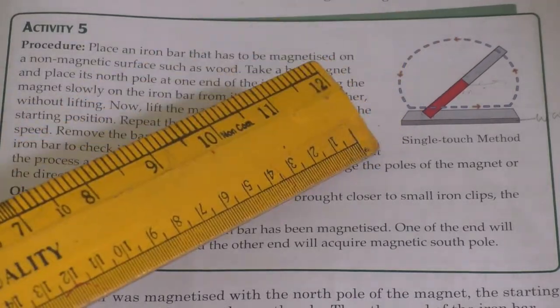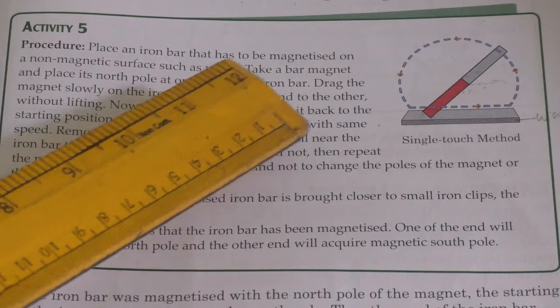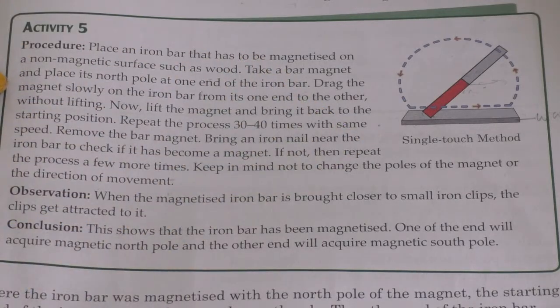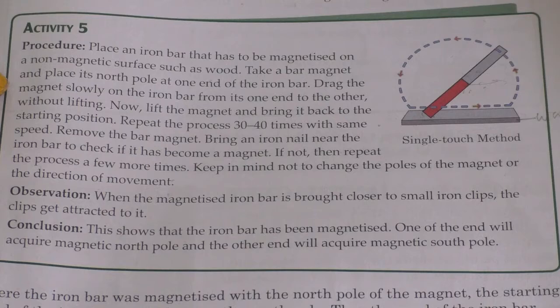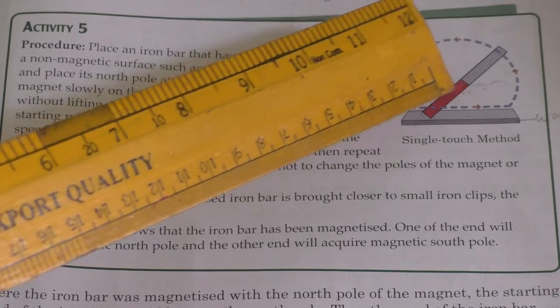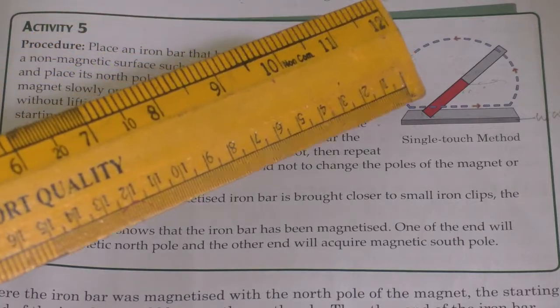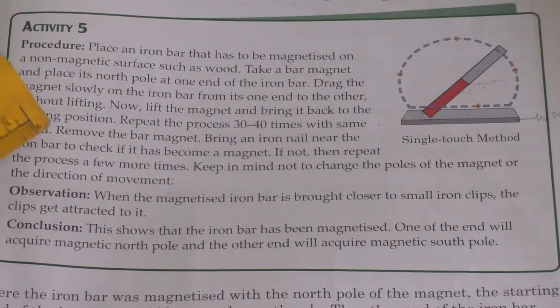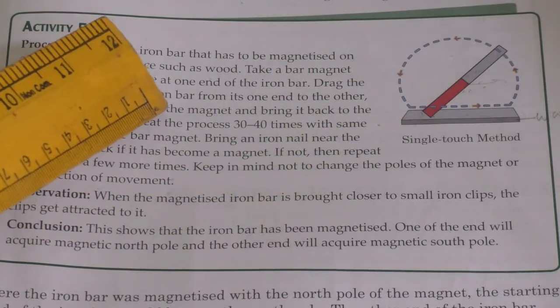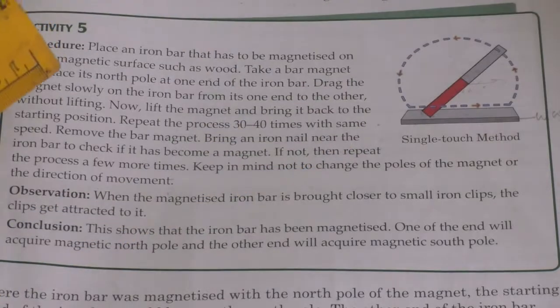Now, let us learn. Place an iron bar that has to be magnetized on a non-magnetic surface such as wood. So, they have an iron bar kept over the non-magnetic surface. Then, take a bar magnet and place its north pole, this red colored part, at one end of the iron bar.